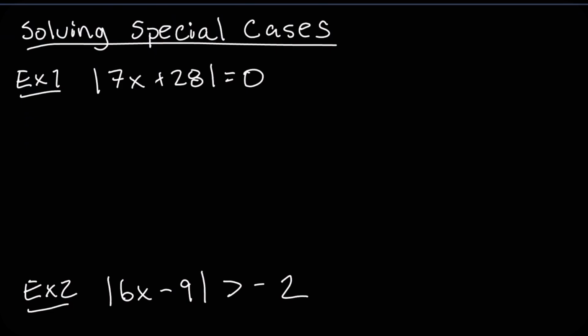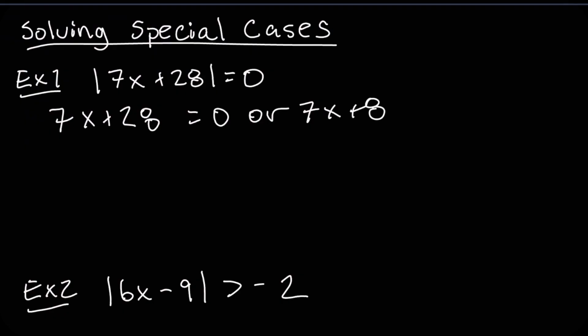Solving some special cases here. We have |7x + 28| and now we're setting it equal to 0. So let's see what we need to do here. Again, this will be our first case since we have an equal sign. So we have 7x + 28 = 0, or 7x + 28 = -0. Well, this is just 0 in both cases, so we really just need to solve one equation.